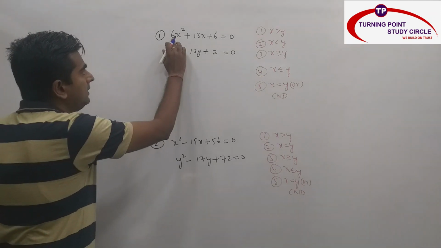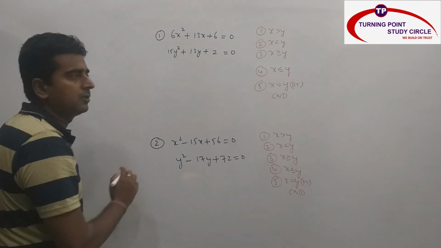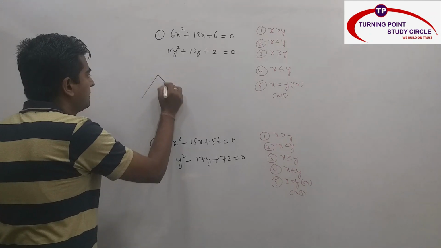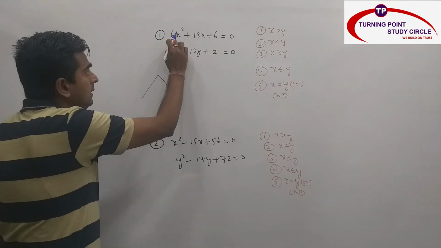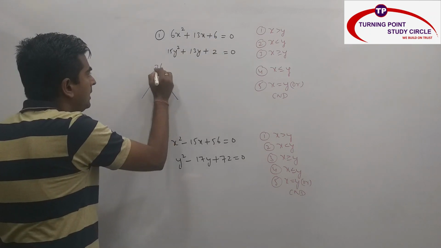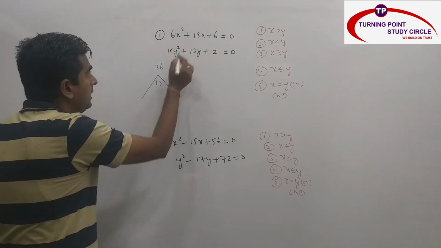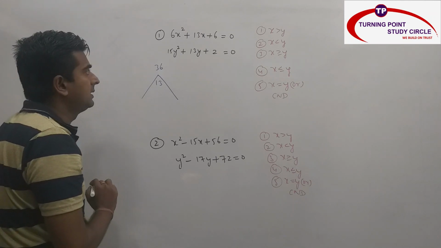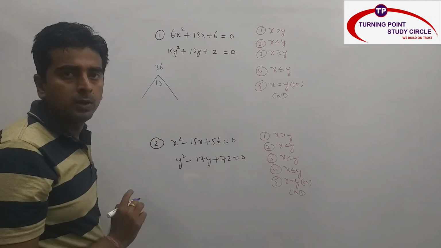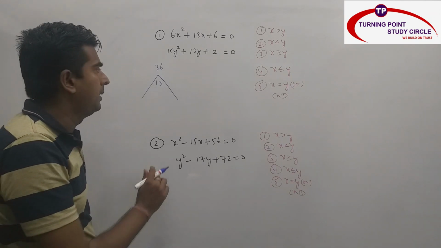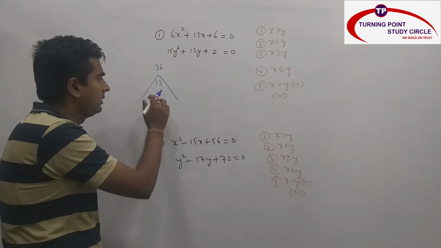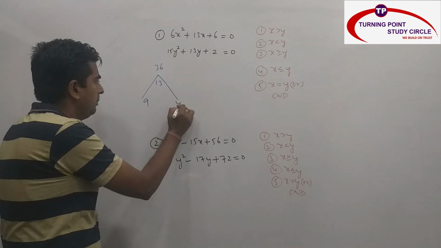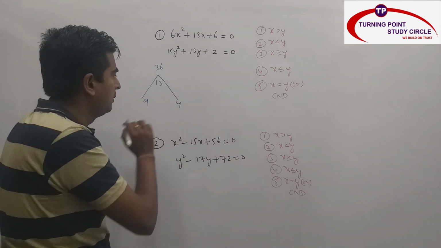So for example, 6x square plus 13x plus 6 is equal to 0. First I am taking x expression. First multiply coefficient of x square with constant value. So 6 into 6 is nothing but how much? 36, and in the middle you have to write coefficient of x, which is plus 13. Now you need to find out two numbers. When you multiply those two numbers, you should get plus 36. And when you add, you should get plus 13. So numbers are 9 and 4. Because 9 into 4 is 36 and 9 plus 4 is 13.